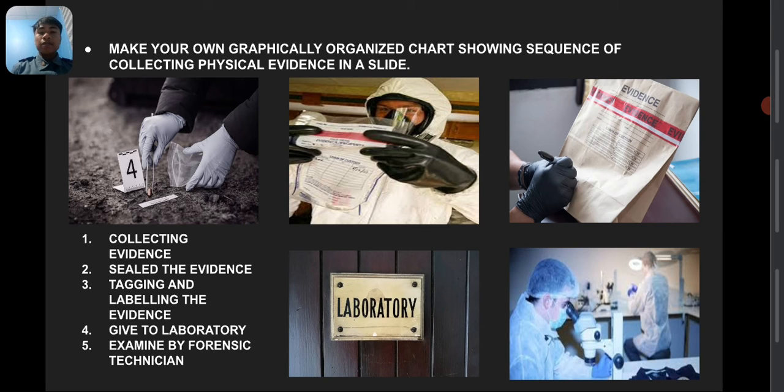So, pag naseal po pala natin, syempre ilagay po natin doon yung ating pangalan, kung sino po yung nag-collect nun, kung sino po yung officer na kumuha nun. Pang last po natin, examine by forensic technician kapag naipasa na po natin sa laboratory. So, gagawin po nila, yun nga po, magkakaroon na po sila ng examination para sa evidence na yon. Yan po ang aking graphically organized chart. So, proceed po tayo sa ating next slide.